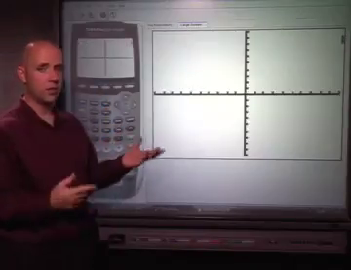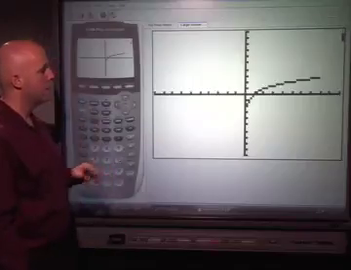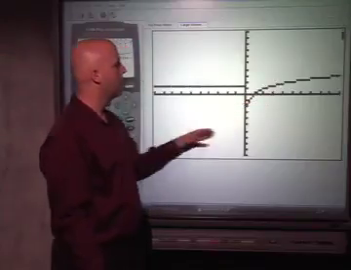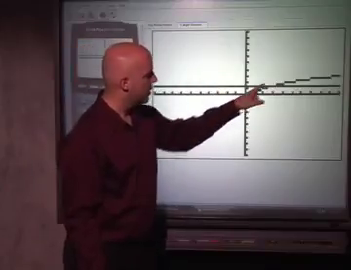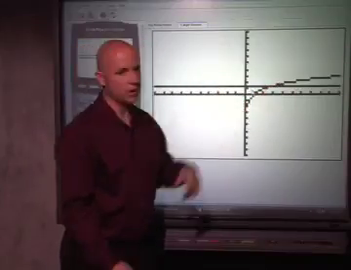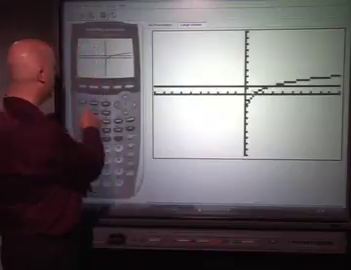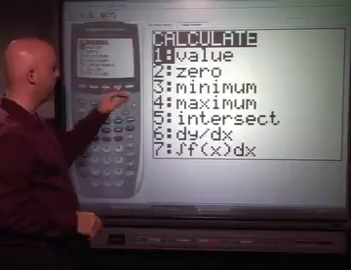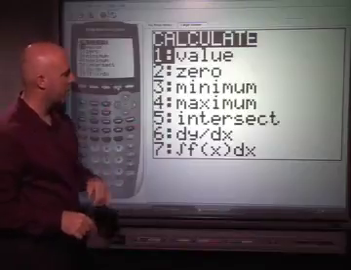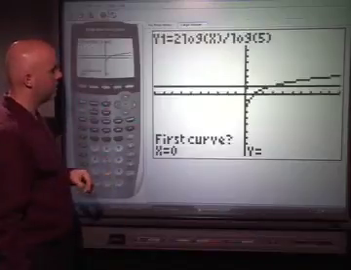And we're looking for where the 2 graphs will cross. So here we have the graph of y1, the graph of y2, which was a constant, going straight across. And we see there's an intersection point somewhere around x equal to 3. To find the intersection point, we'll go to our calc menu by pressing second and trace. We'll pick option number 5 for intersect.